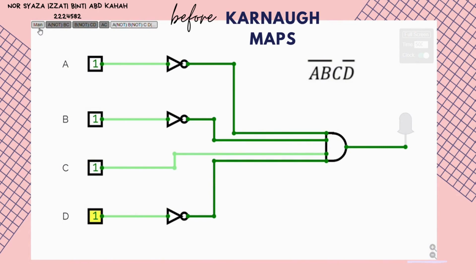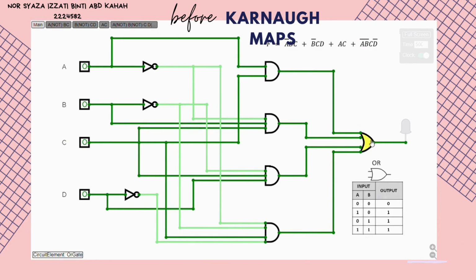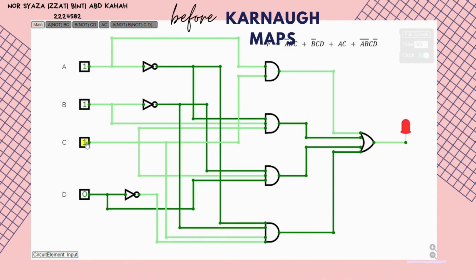Let's put all of this into one big graphical symbol. Because we are using sum of product, we will need to add all of these with OR gate. As we all know, OR gate needs at least one of the inputs to be true in order for the output to be true. Let's put all of the inputs into 1. So as you can see here, the final output is 1. The main graphical symbol of equation F equal to A naught BC plus B naught CD plus AC plus A naught B naught C D naught. The output of it is 1.